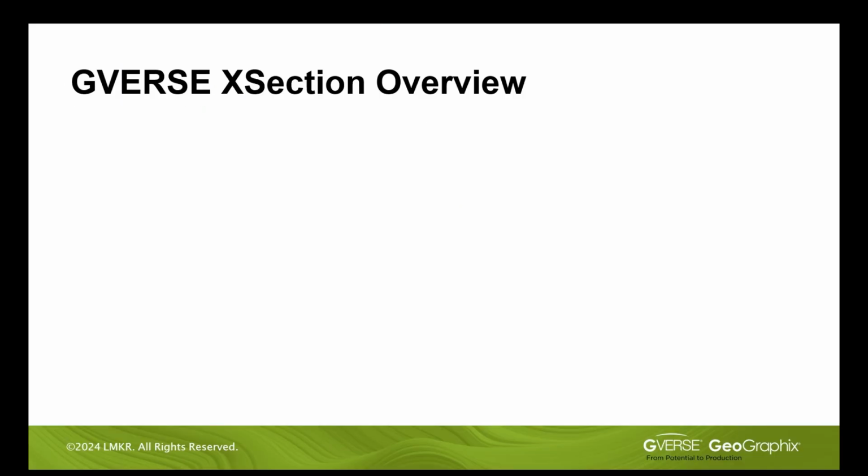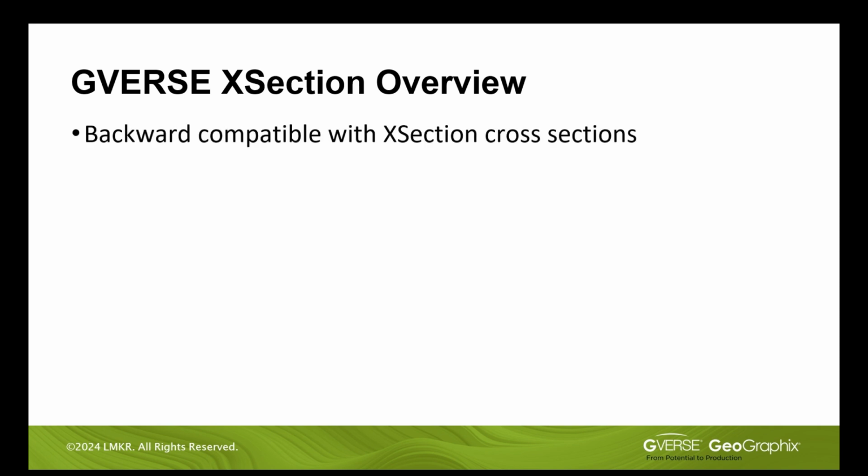Before I go over the difference between today's GVERSE XSection and last year's version, let's remind you of what GVERSE XSection is. GVERSE XSection is completely backward compatible with XSection. In other words, you can launch any saved XSection cross-section within the GVERSE XSection from either a saved file or an XSection layer in GeoAtlas. GVERSE XSection supports all of the XSection workflows so that the learning curve is essentially flat.